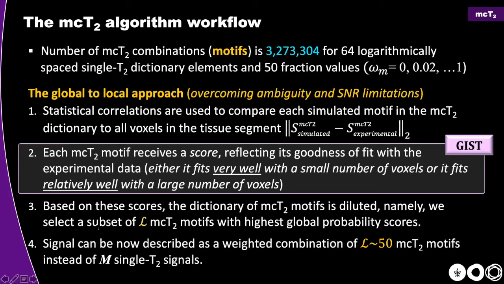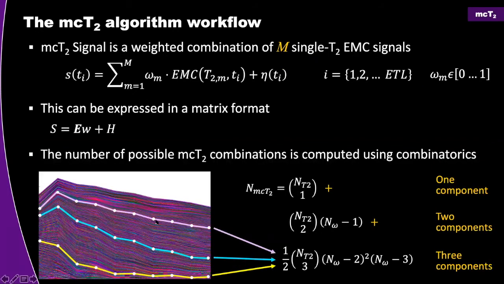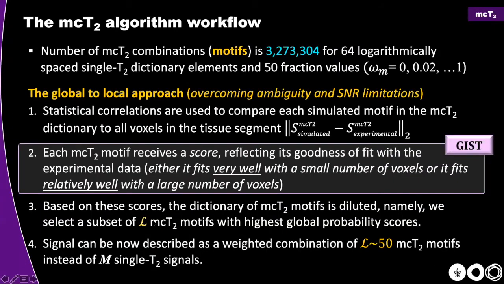And so based on these scores, I can now take only a subset of these MCT2 motifs, around 50, and these motifs would be used to describe the signal instead of the previous motifs that were based on a single T2 value. So I'm not going to take a triplet of single T2 values, but from now on, I'm going to consider a subset of an MCT2 dictionary. I'm going to consider motifs which are already multi-component.